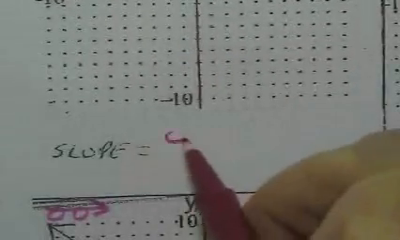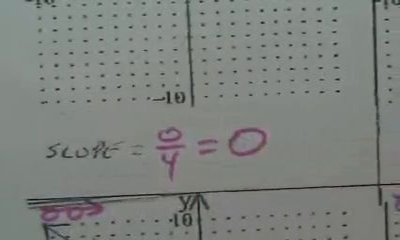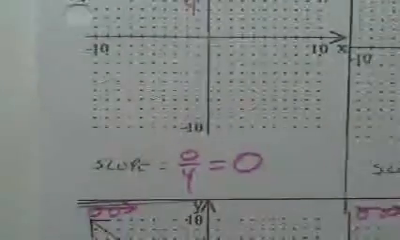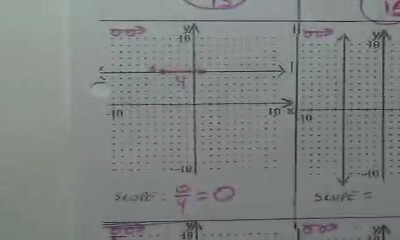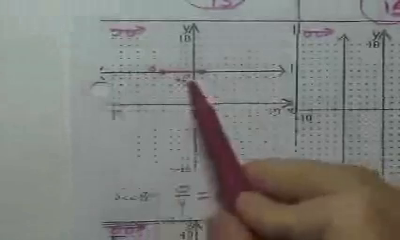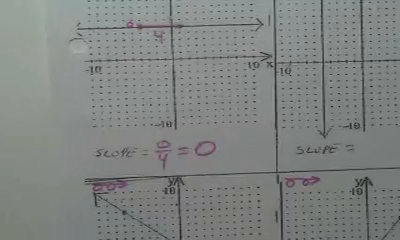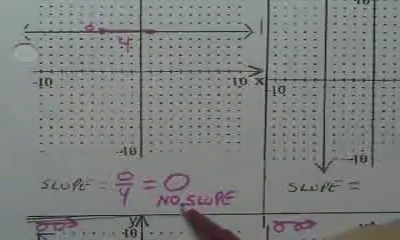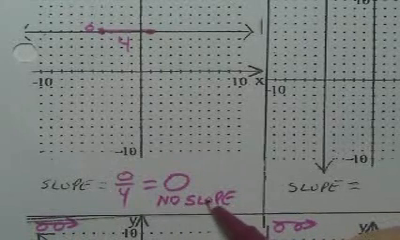If I wrote that as a slope, 0 over 4, that's just 0. 0 divided by 4 is 0. So you know what? This slope is 0. And yeah, you could say it's positive, but it is 0. And sometimes on tests or textbooks, they'll say no slope. There is no slope. It isn't steep at all. It's just flat. No slope or 0.